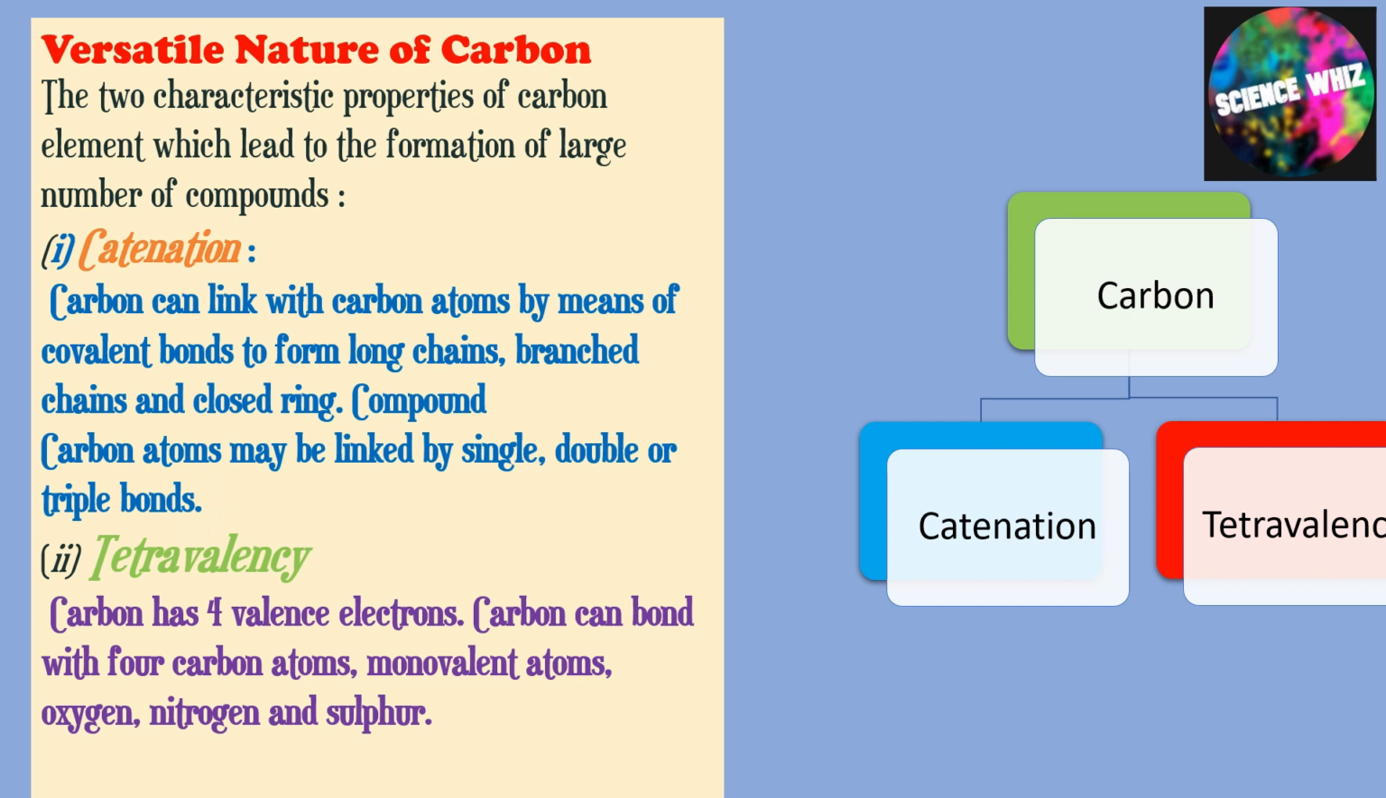Next is tetravalency. Carbon has 4 valence electrons. Carbon can bond with 4 carbon atoms, monovalent atoms, oxygen, nitrogen, and sulfur.